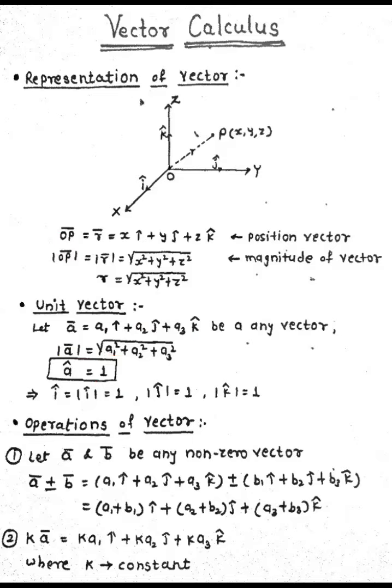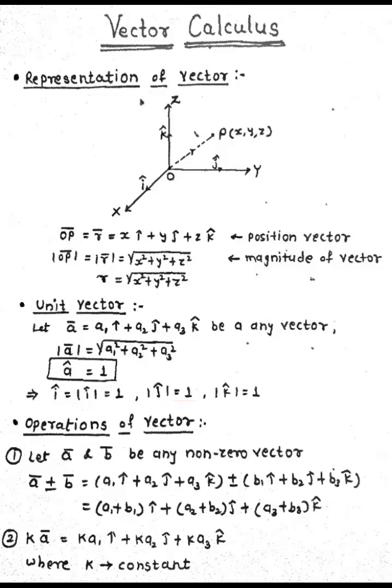Similarly, this i cap is also a unit vector because its magnitude, that is the length of the i vector, is always 1, so we call i cap a unit vector. Similarly, j cap is also a unit vector because the magnitude or length of this j vector is 1. Similarly, the k cap is also called a unit vector because the length of the k vector is 1.